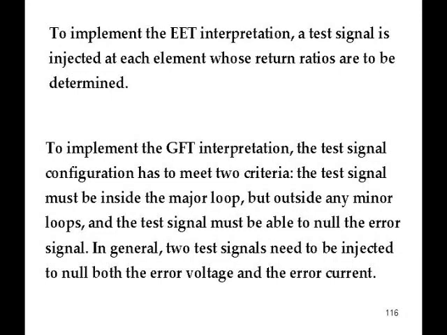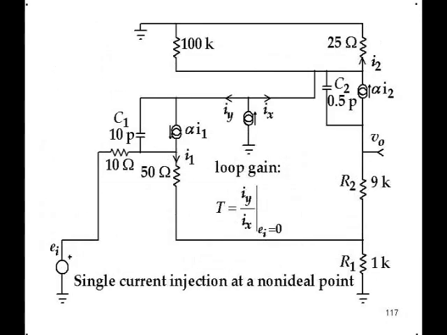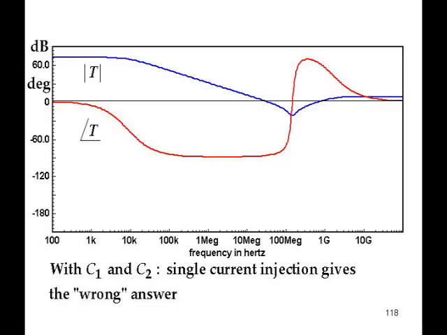Well, we're just about back to that first example now that I showed at the very beginning in order to demonstrate that there is a problem with some methods of feedback analysis. This is that two-stage amplifier again with both C1 and C2 present. And I did single current injection and got the wrong answer. It should have had two poles and a right and a left half plane zero. And that's not what you get.